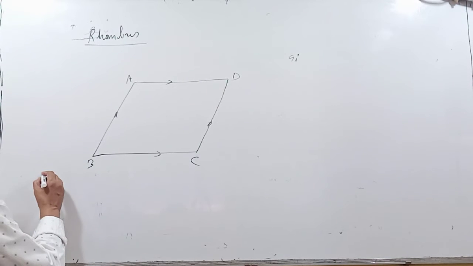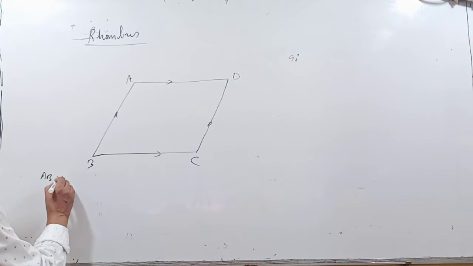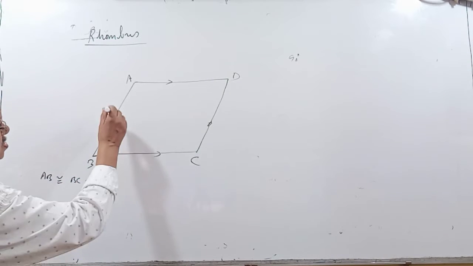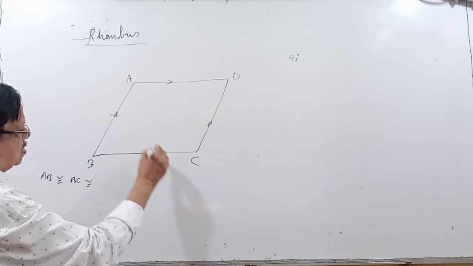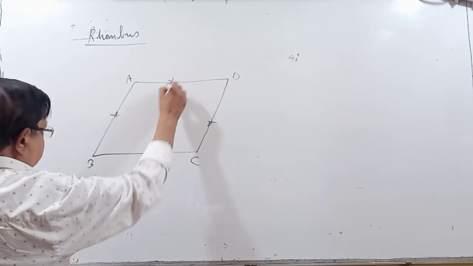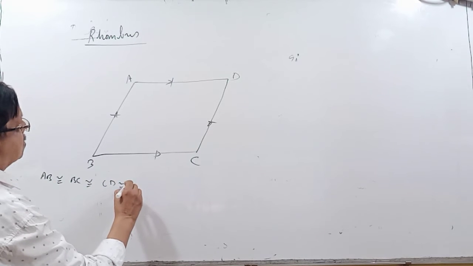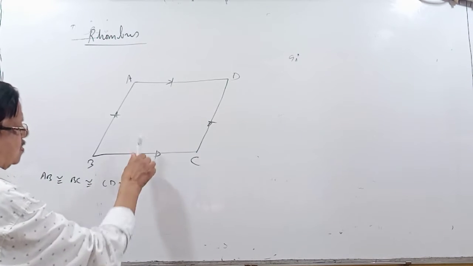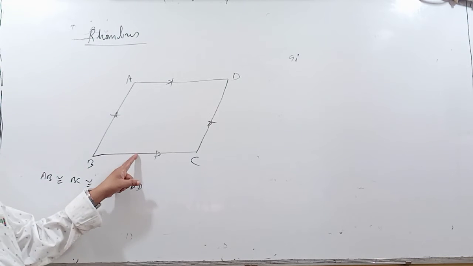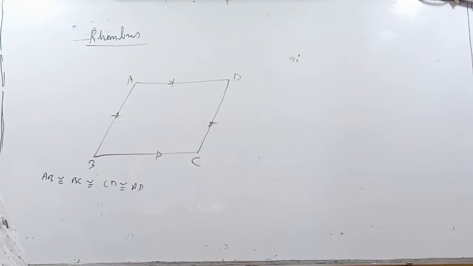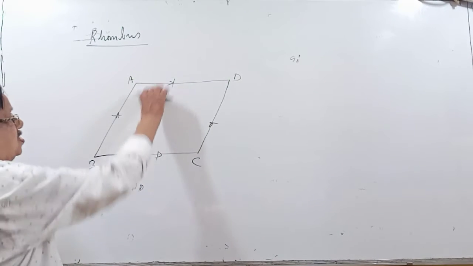All sides are congruent. AB is congruent to BC, congruent to CD, congruent to AD. All sides are congruent. This is the speciality of the rhombus. All sides are congruent. Then it is a parallelogram, therefore opposite sides are parallel.